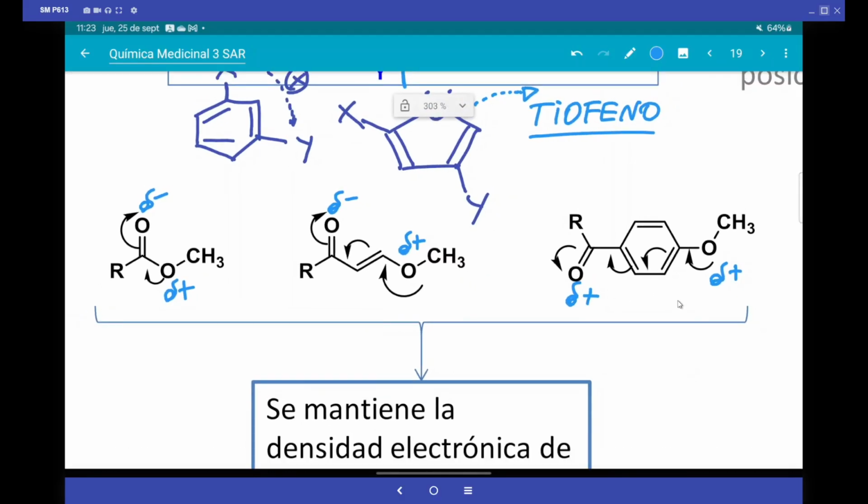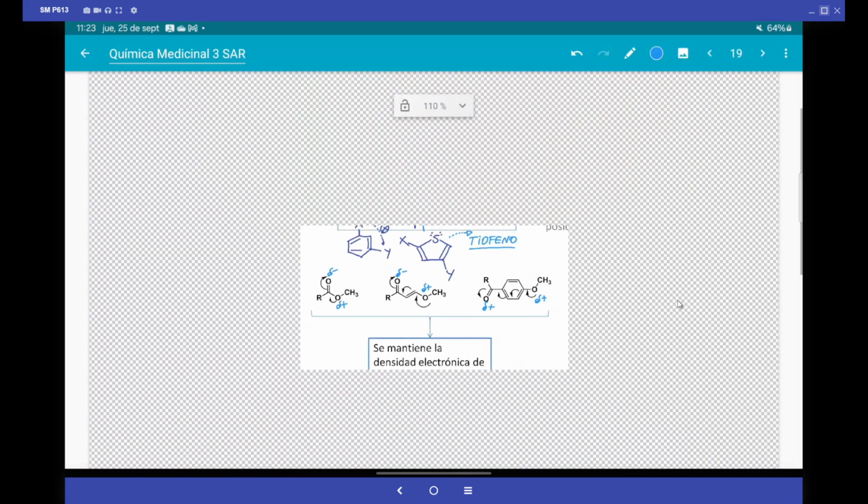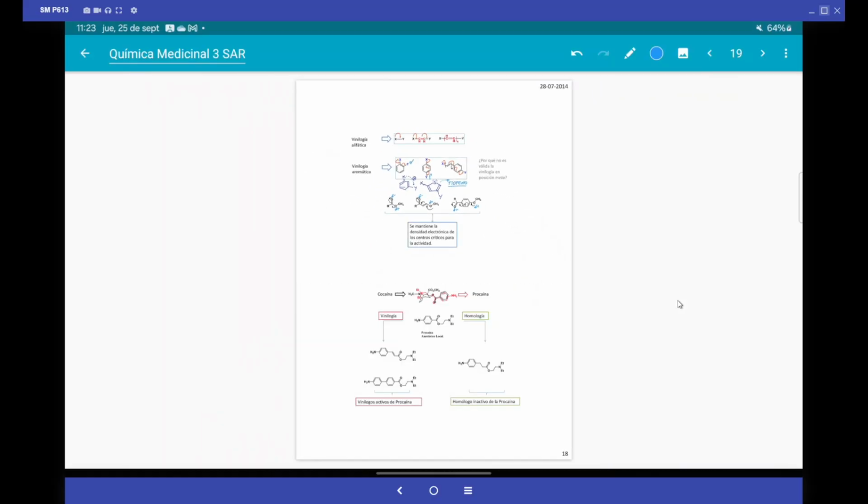In these cases, the density is preserved, but the length of the molecule is being altered with this, therefore we also have to analyze if it is going to be good or bad. Sometimes, by altering the length, the activity changes a lot. Yes, it is the same analysis.